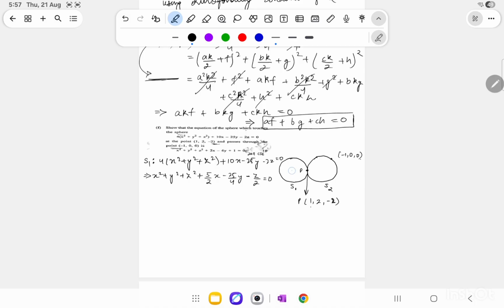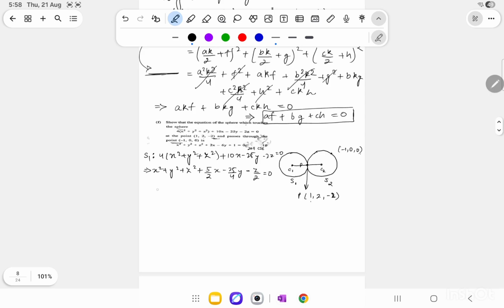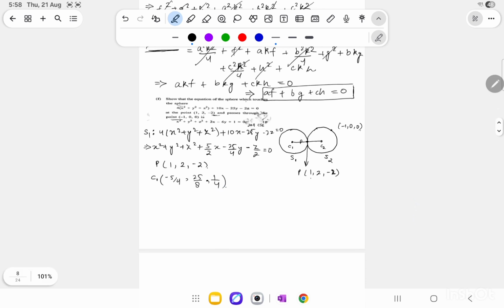So let's say C1 is my center of sphere S1 and C2 is my center of sphere S2. I can easily draw a line in between the centers of spheres S1 and S2. Also, you must observe that this line will also be passing via point P. So since I have my point P as (1, 2, -2), and also I can find the coordinates of the center of sphere S1, that will be basically (-5/4, 25/8, 1/4). So I can easily find the equation of the line passing via C1 and C2.